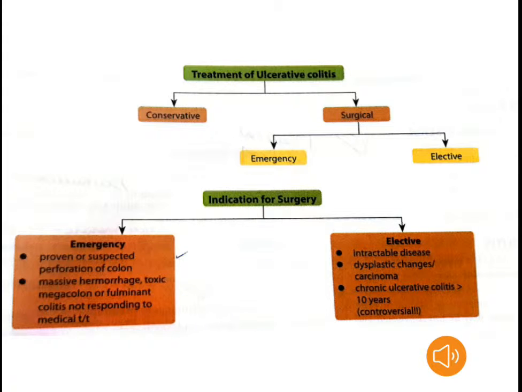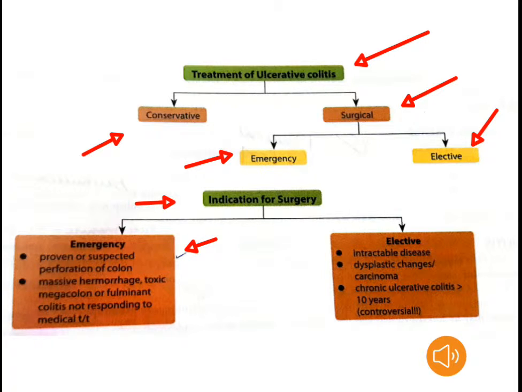Now we talk about treatment. We can either give conservative management or surgical treatment. Surgery can be emergency surgery or elective surgery. Indications of emergency surgery are proven or suspected case of perforation, massive hemorrhage, toxic megacolon, fulminant colitis. Indications of elective surgery: intractable disease, dysplastic changes, cancer, chronic ulcerative colitis of more than 10 years.